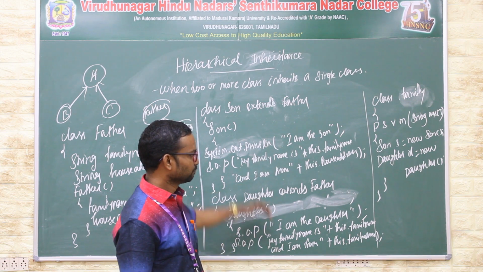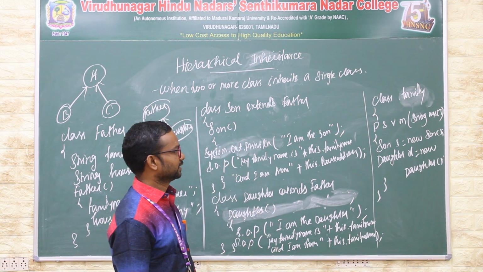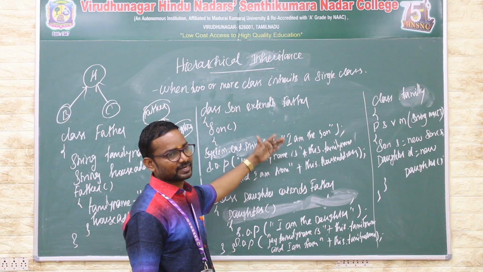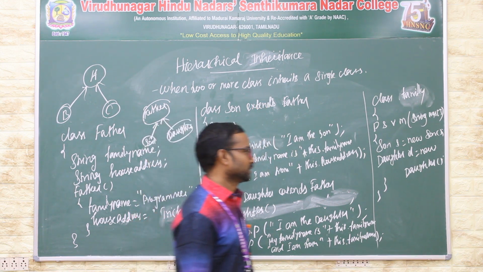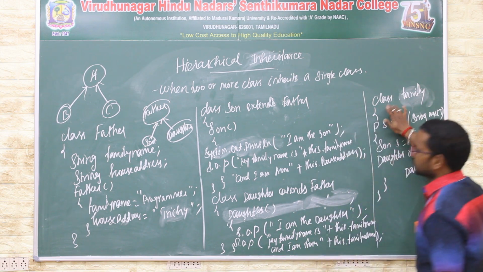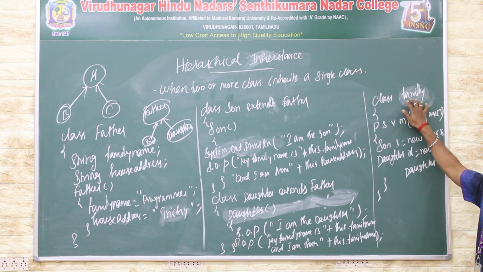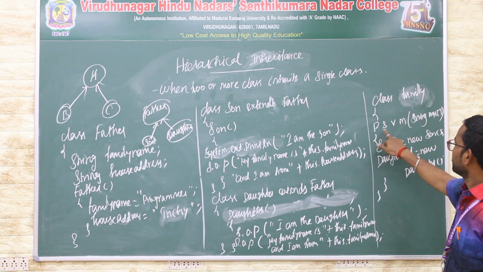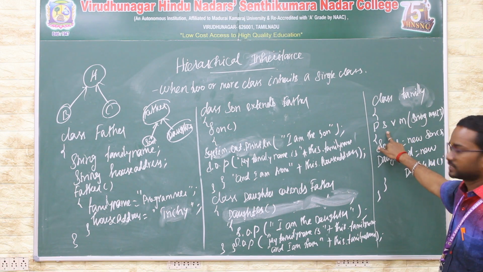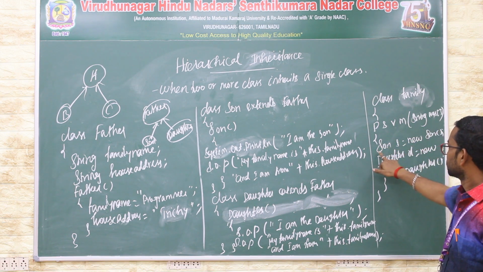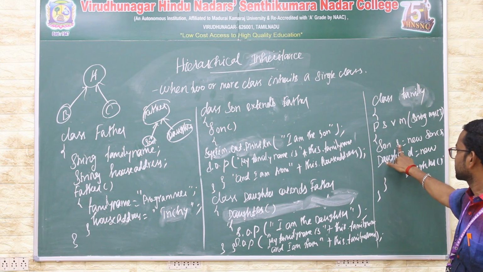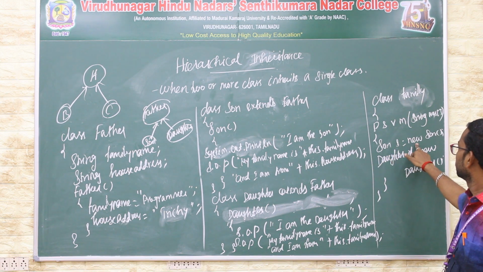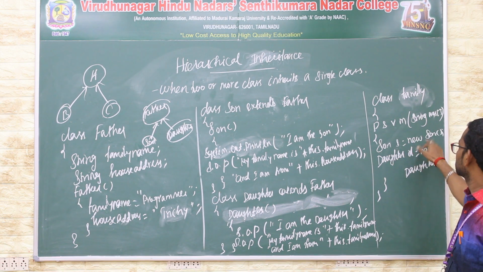This is also called hierarchical inheritance: two derived classes inheriting the properties of the same base class. Next is class Family, which is the main class. Public static void main, String args. We create an object for Son, with the object name S, using new Son.